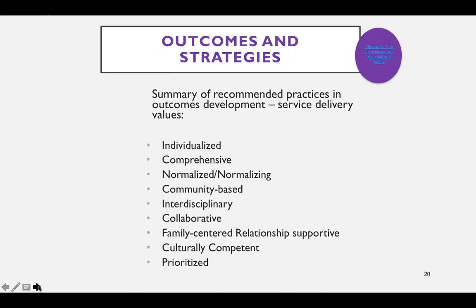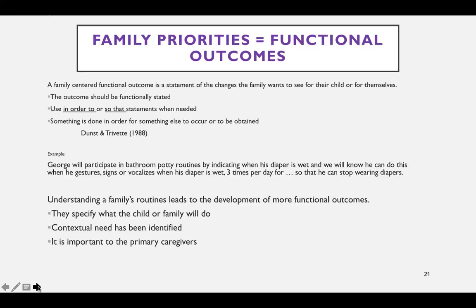Summary of recommended practices: they need to be individualized, comprehensive, normalized or normalizing, community-based, interdisciplinary, collaborative, family-centered, relationship supportive, culturally competent, and prioritized. A family-centered functional outcome is a statement of the changes a family wants to see for their child or for themselves. An example is: George will participate in bathroom potty routines by indicating when his diaper is wet, and we will know he can do this when he gestures, signs, or vocalizes when his diaper is wet 3 times per day, so many times that he can stop wearing the diapers.